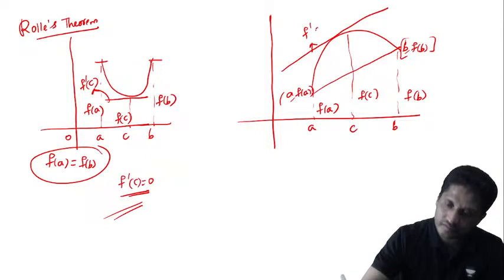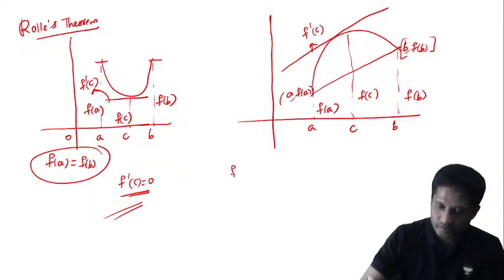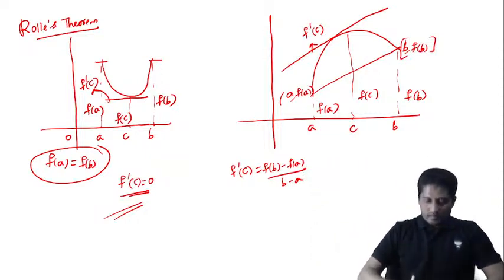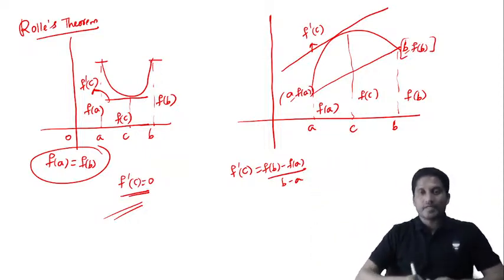This is equal to f dash of c. The slope of the tangent should be equal to the slope of the chord. F dash of c is equal to f of b minus f of a upon b minus a. This will be the mean value theorem.